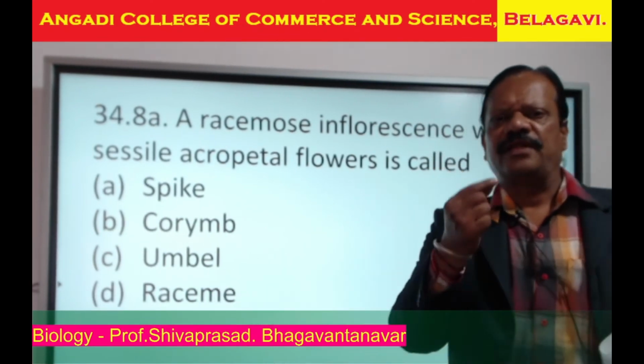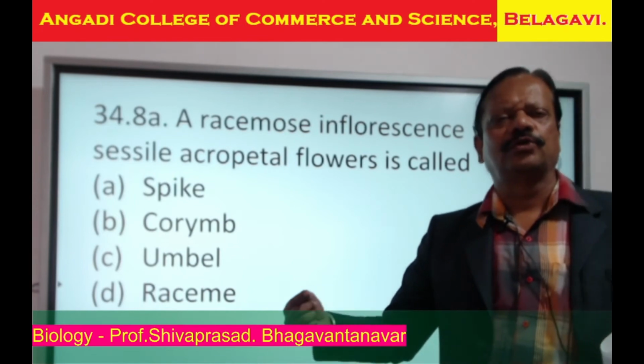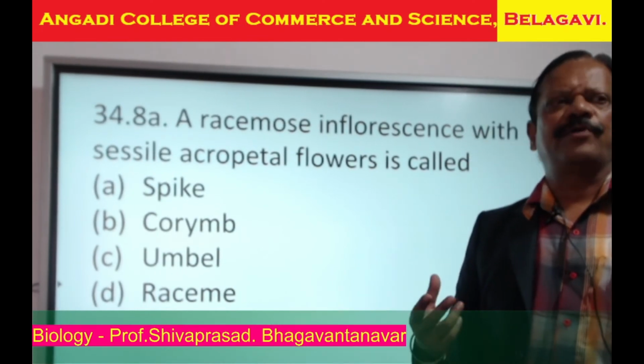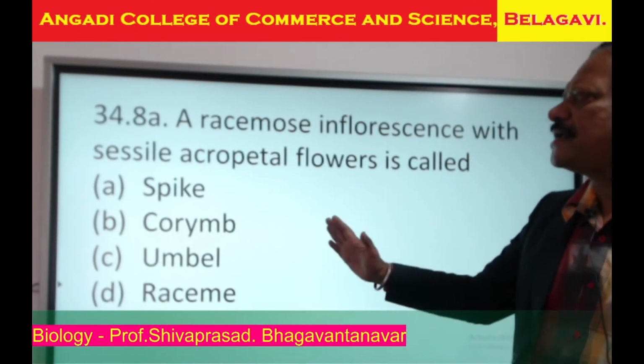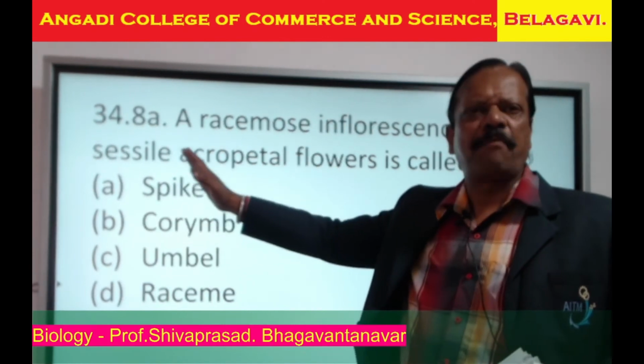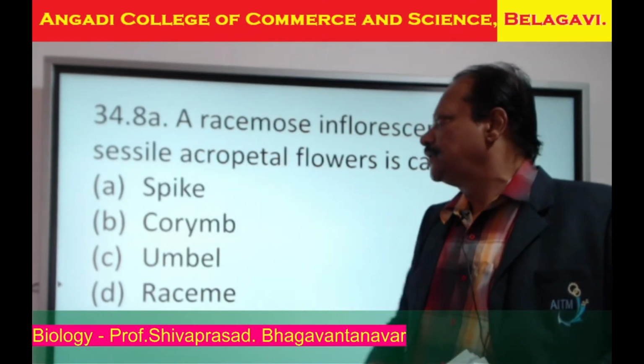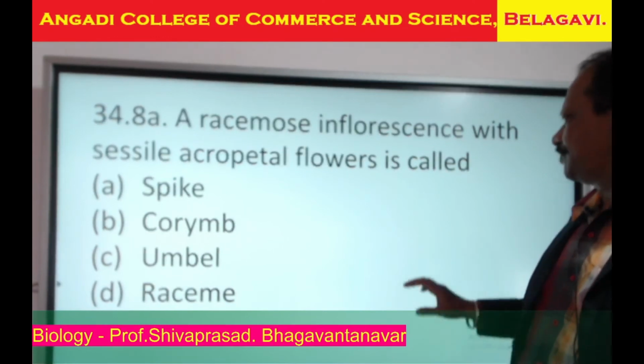Racemose: the floral axis continues to grow, and as a result it produces the flowers. But here the correct option is spike, that is A. We'll move to the next question.